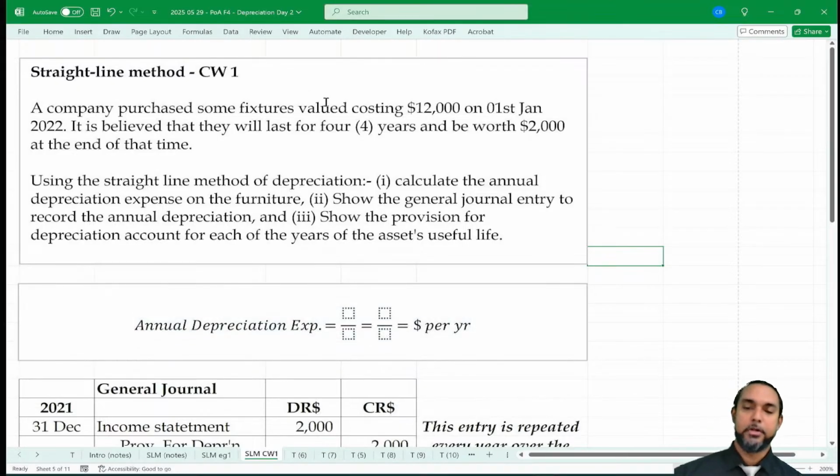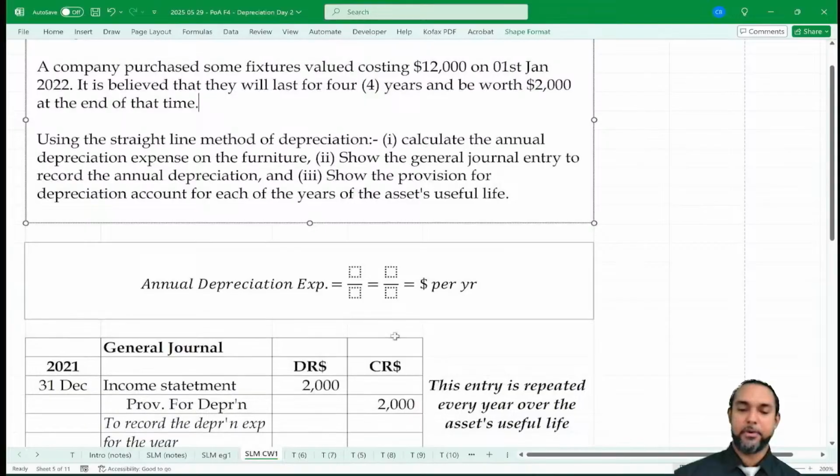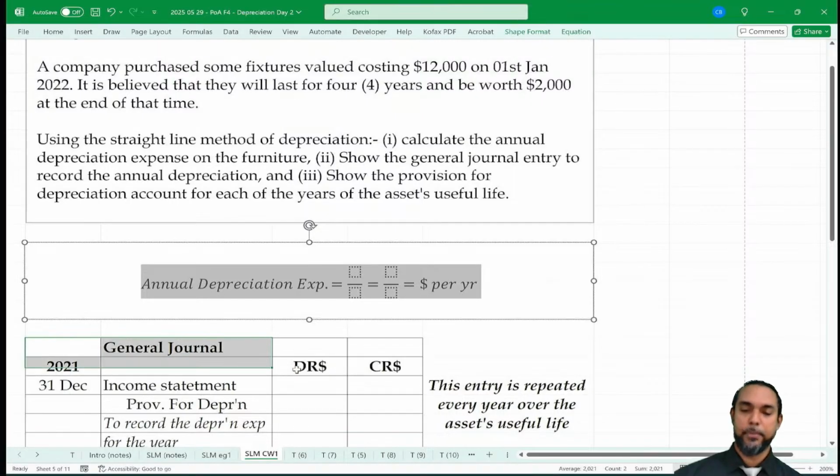So the cost of this asset, the fixtures, is 12,000. The residual value is 2,000, and we're going to use it for 4 years. I want you all to do just the first two things for me: calculate the depreciation expense and then draw up your journal entry.